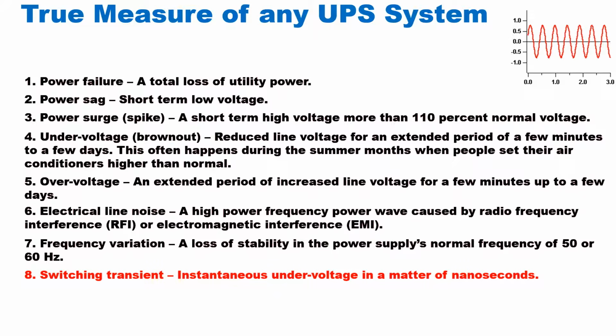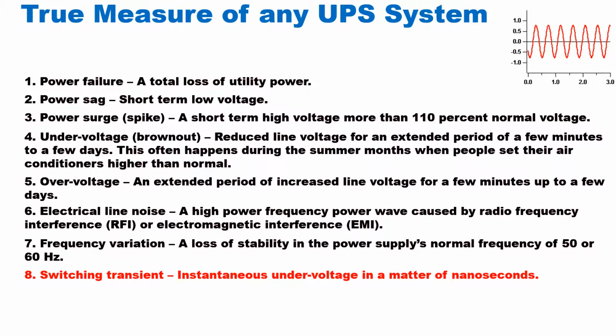And then the last type we have is the harmonic distortion. The electric power that the utility company supplies to your homes is supposed to be a perfect sine wave.